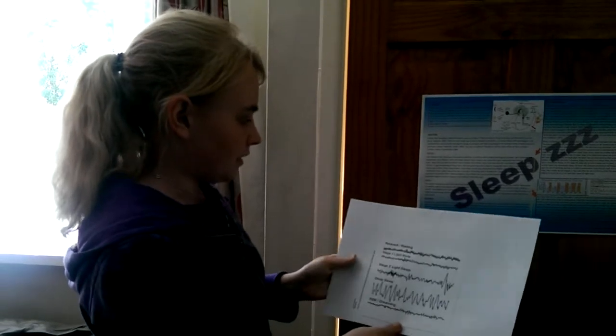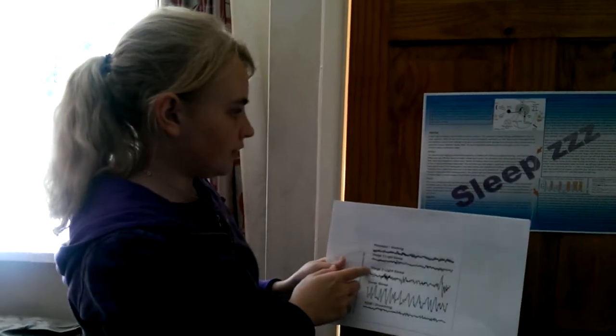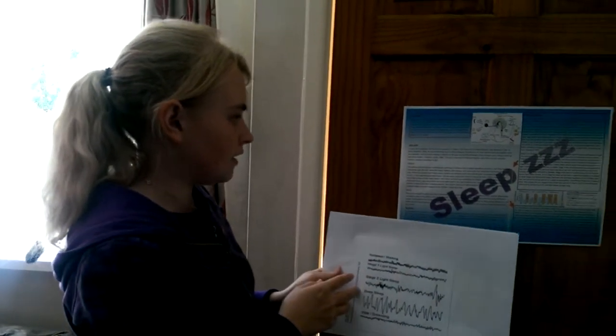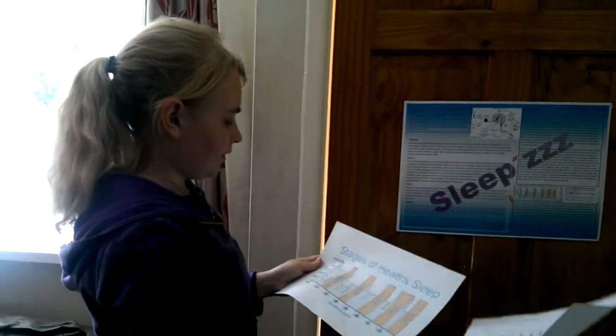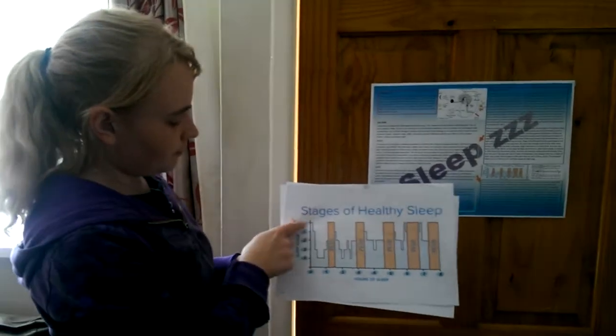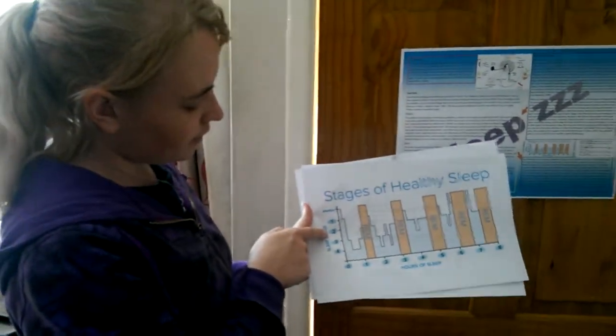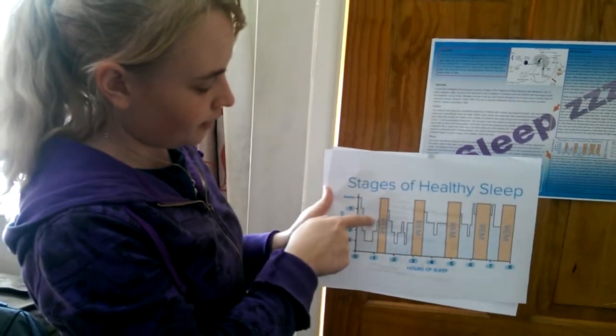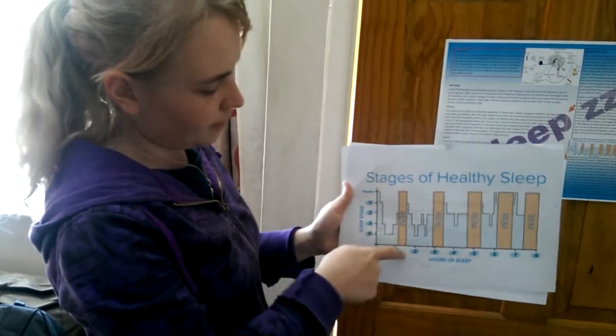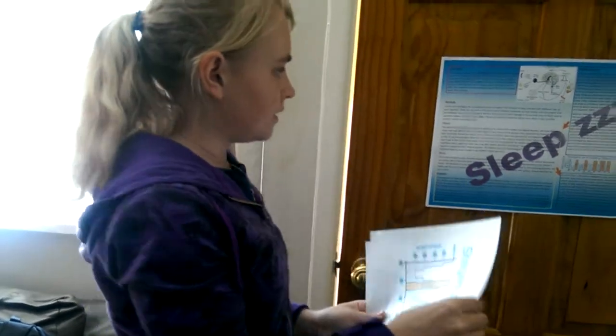What is suggested is that you go from stage 1, stage 2, stage 3, stage 4, back to stage 2, and then to stage 5. So you're awake, stage 1, stage 2, stage 3, stage 4, then you come back up to stage 3, stage 2, stage 1, and then into REM sleep.